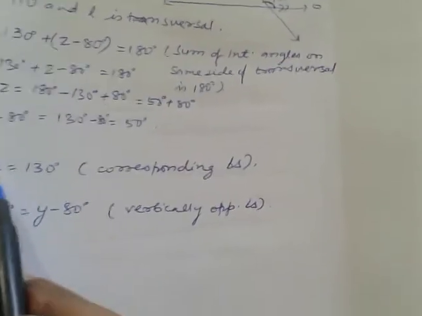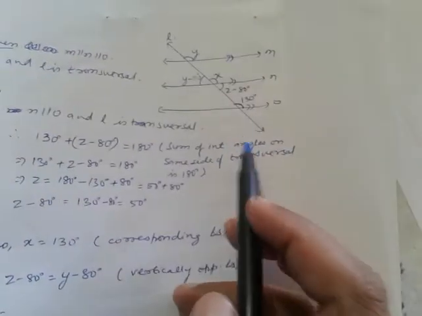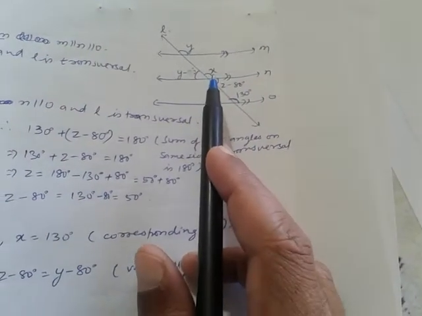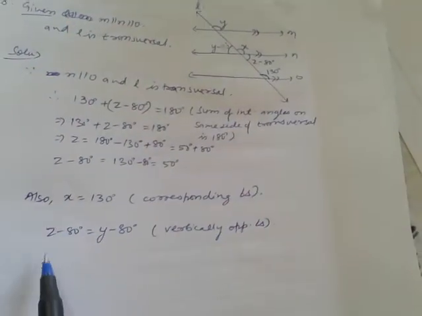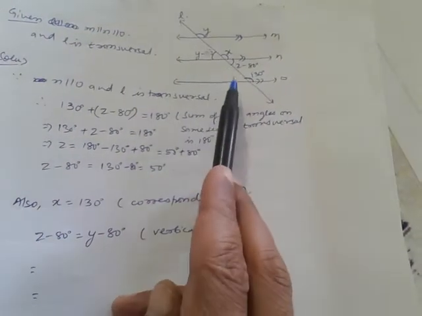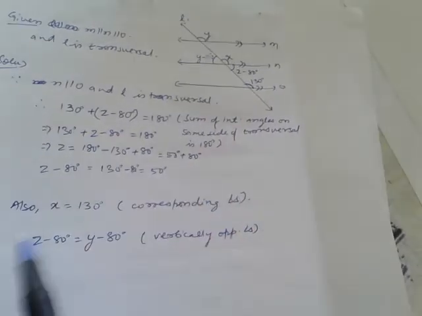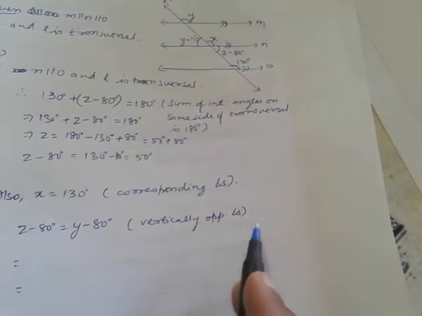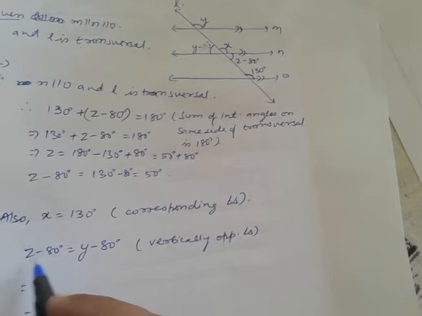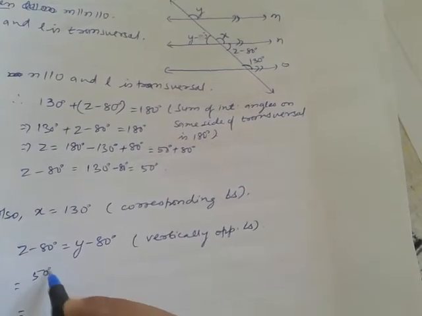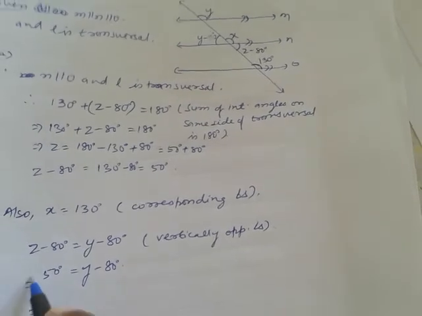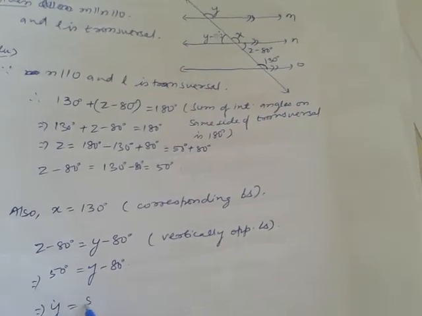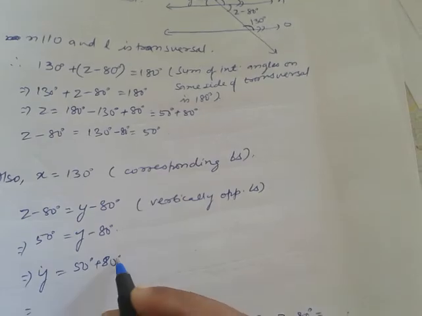Now x equals 130. Why? Because they are corresponding angles. Now z minus 80 equals y minus 80. Why? Because they are vertically opposite angles. So we know z minus 80 is 50. So y equals 50 plus 80, which is 130.